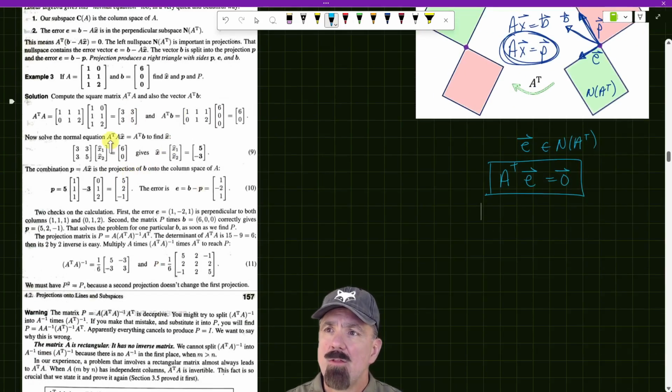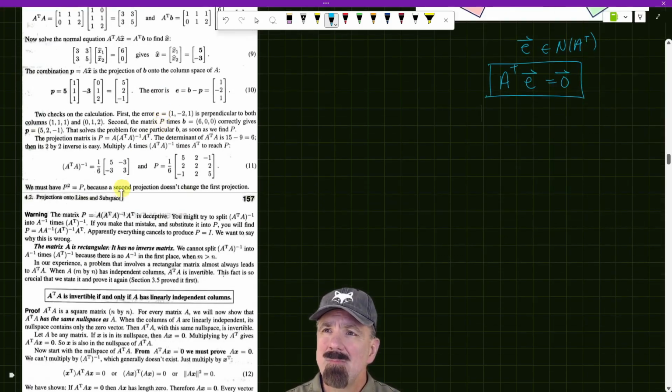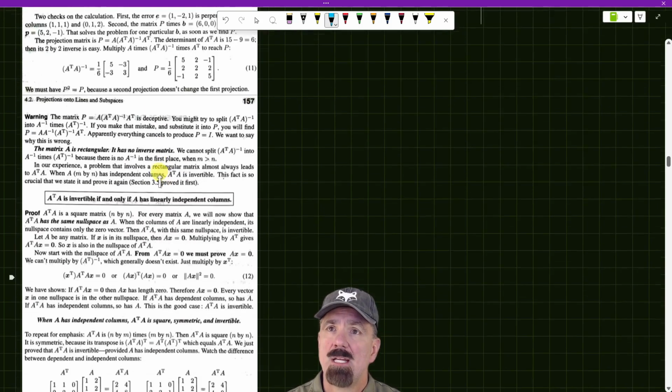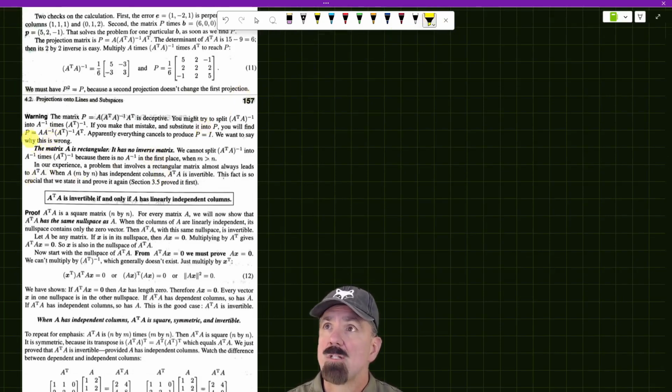This fact is what we're using to set up and solve the problem. I'll leave you to read through all of this. There's a little bit of information in here. I want to make just a few highlights, and then we'll get into the questions. So, warning, it looks deceptive. It looks like we might be able to split up A transpose A inverse into A inverse times A transpose inverse, and he goes through a little discussion as to why that's not going to work.